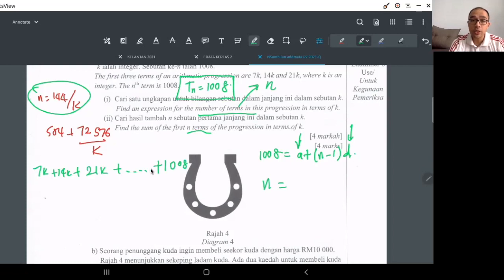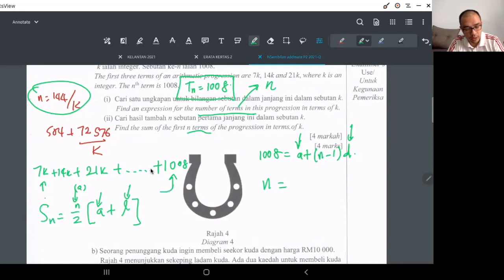So you are given the first term and the last term. You can use the formula Sn equals n over 2 times (a plus l). You substitute n from question A, you substitute a, you substitute l, which is 1008. And you should be able to get this answer, 504 plus 72576 over k. It's quite a simple question.